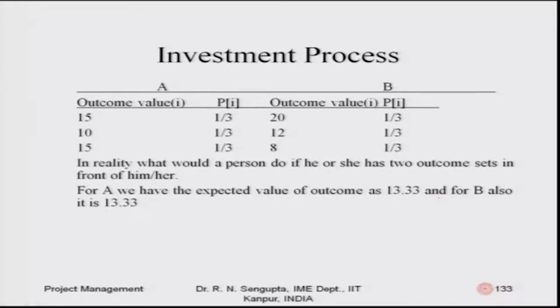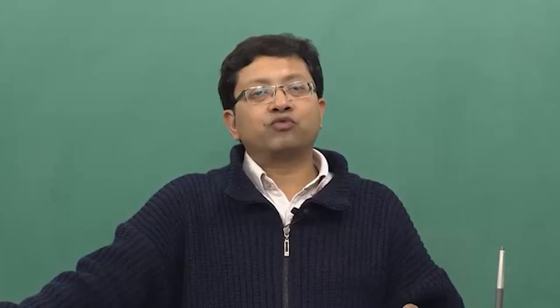Similarly, if you do it for B, again it is 20 plus 12 plus 8, which is again 40 divided by 3. Because 1/3 is constant, the values are 13.33 for both cases, which means that from the point of view of the picture in front of you, you as a person would be indifferent between decision A and decision B, or project A and project B. Now let us pause here for 1 minute.